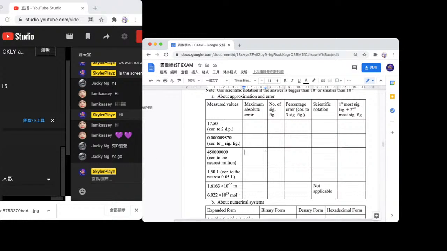We will choose the second row and the fifth row to do so. For the second row, we do not know how many sig fig they are. Sig fig refers to significant figure. Maximum absolute error. We know that there is a 0 here, so this is the least significant figure. And we need to count how many decimal places there are. 1, 2, 3, 4, 5, 6, 7, 8, 9. So 9 decimal places.